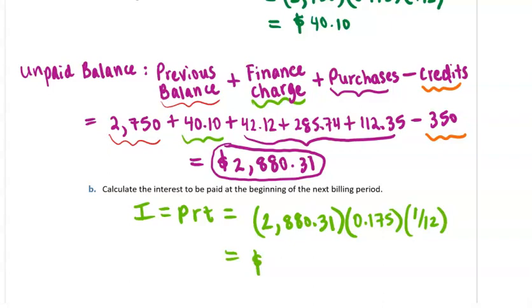In a previous video, we covered something called the average daily balance, and time was represented a different way in that calculation. And here we get a result of $42 approximately. So that would be the interest to be paid at the beginning of the next billing period. This concludes example 2.